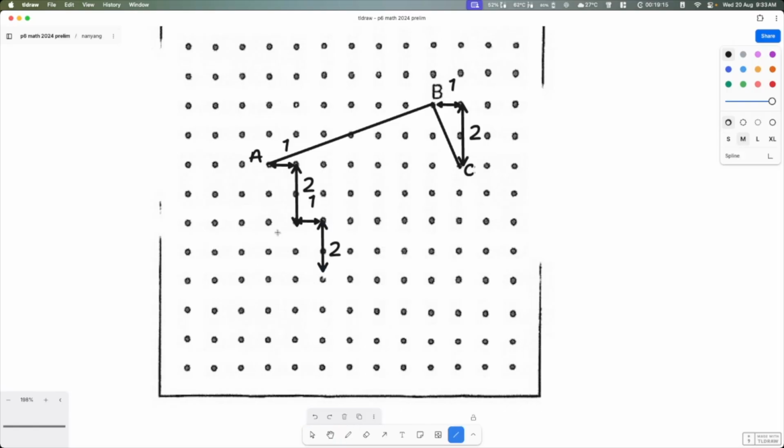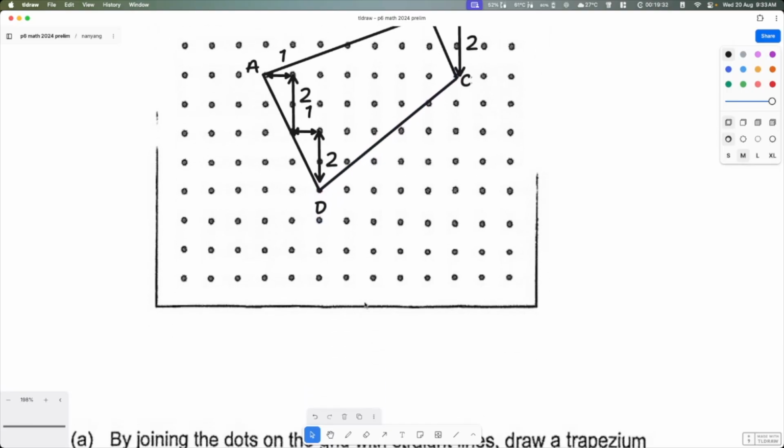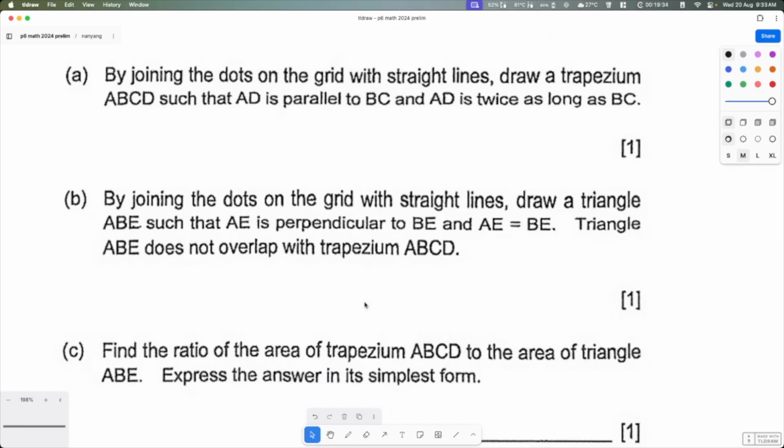After that, we can draw from A to this point, and this is twice as long as BC. Then from there, you can just join this point to C, and there you go. So the answer to this will look something like this. Okay, let's move on to part B.